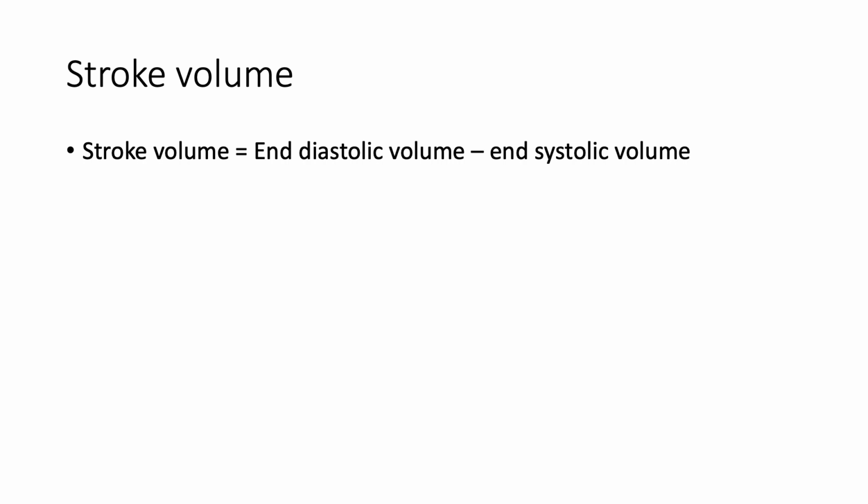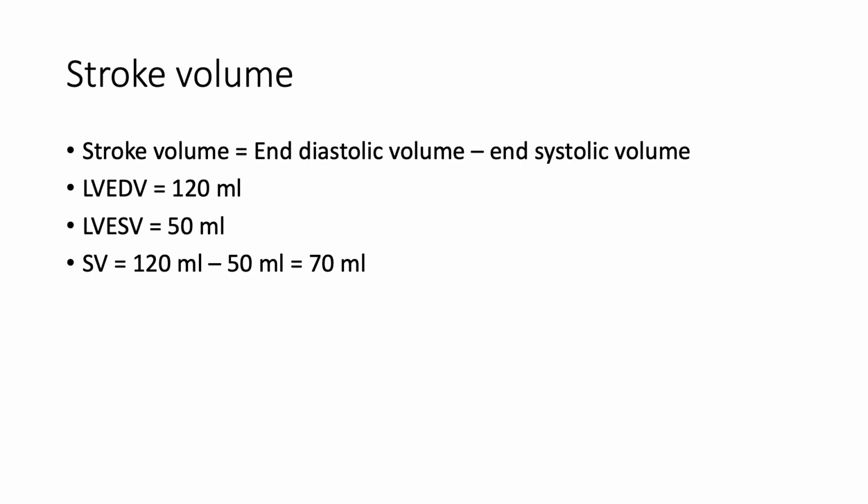And you can calculate the stroke volume by looking at the difference between the end diastolic volume, so the amount of blood in the ventricle at the end of diastole, and you subtract the end systolic volume, the amount of blood at the end of systole. So if you have a left ventricular end diastolic volume of 120 milliliters and a left ventricular end systolic volume of 50 milliliters, then your stroke volume will be the difference between the two, so 70 milliliters in this case.